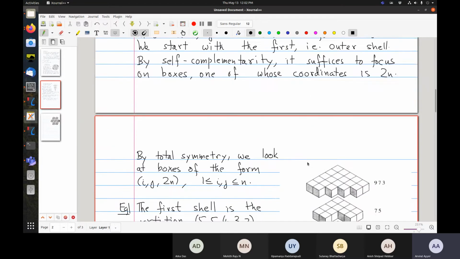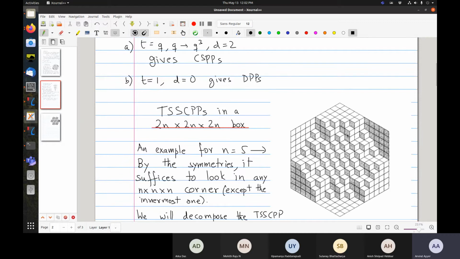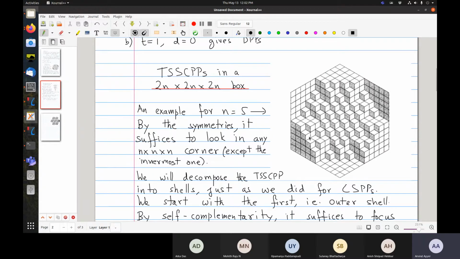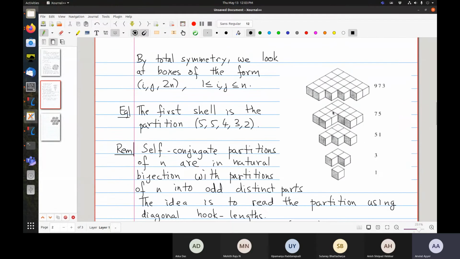Right? So let's see the third shell. The third shell, if you can imagine it, is 655432, and we remove the first two entries, and we delete 2 from the others. So if you look here, you will get 3, 2, 1, I believe. Yeah, it's 3, 2, 1, and in this language that is the partition 5, 1.